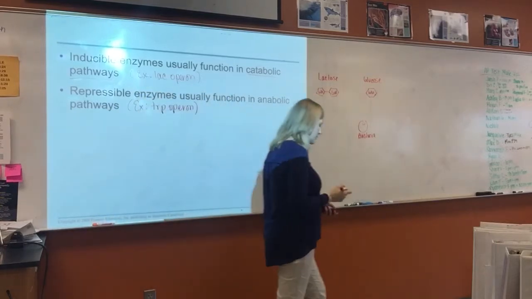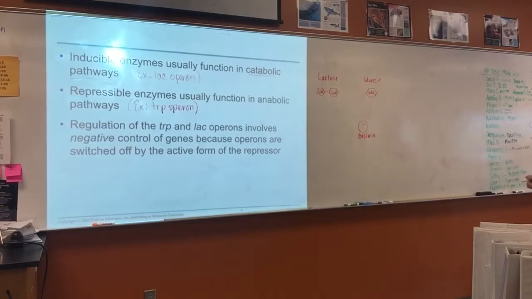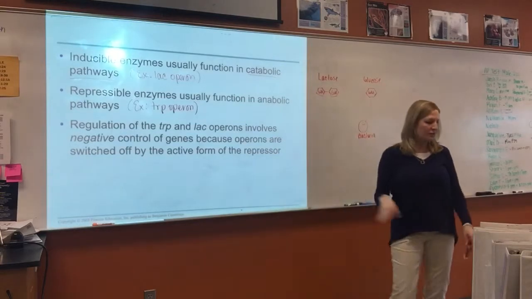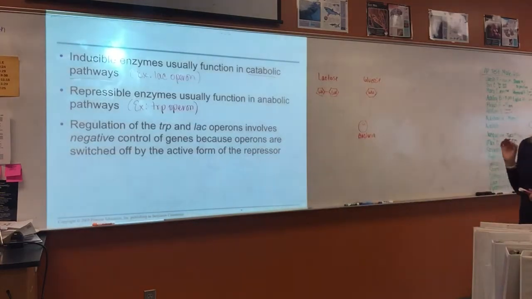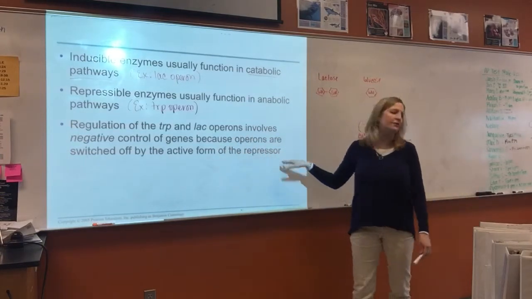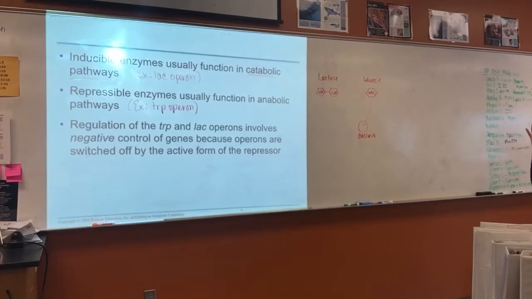All right, so this other layer we're going to look at with the Lac Operon. So what we've talked about so far, regulation of the Trp and Lac Operons involve what we call negative control of genes. Why is it negative? Because the operons are switched off by the active form of a repressor. So a repressor has the ability to repress or turn off the genes, but the repressor has to be in that active form. So it's negative because we're talking about this molecule turning off the gene.